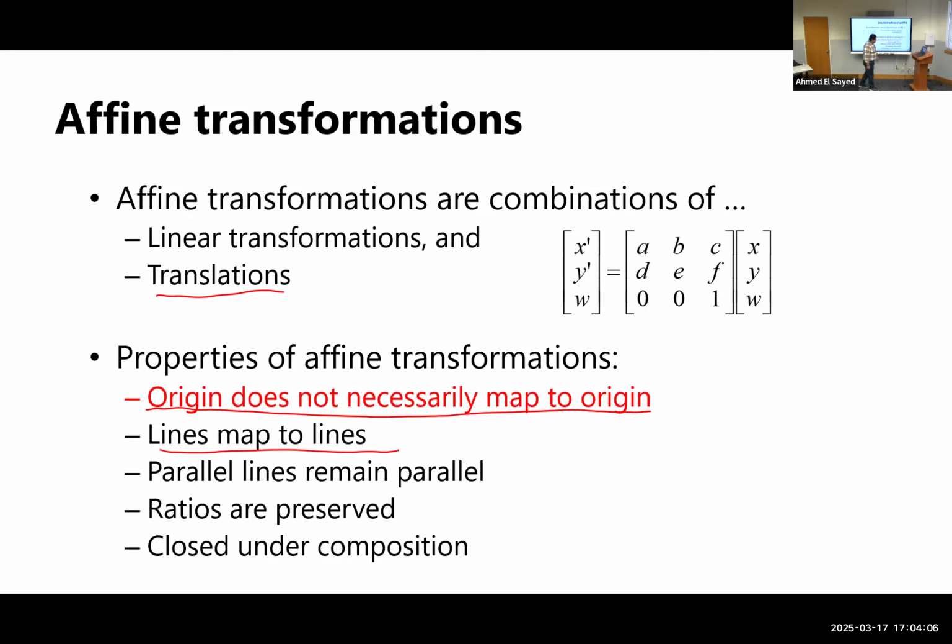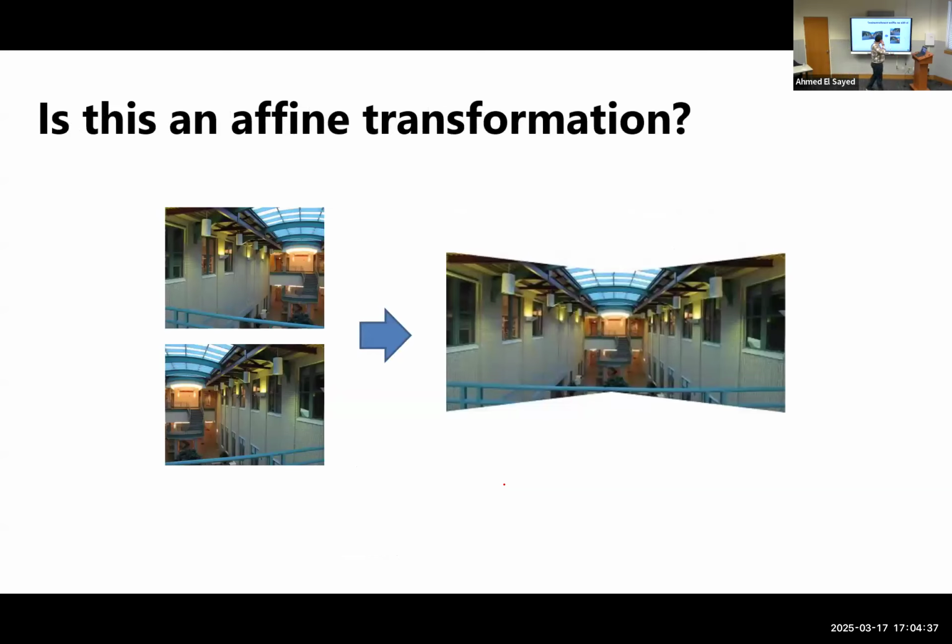No change in that. Parallel lines still map to parallel lines or remain parallel. Ratios preserved. Something bigger and smaller, the ratio will have no problem. Closed under composition. So if I apply any one of them, then another one still will be considered affine. Any problems so far? Okay.